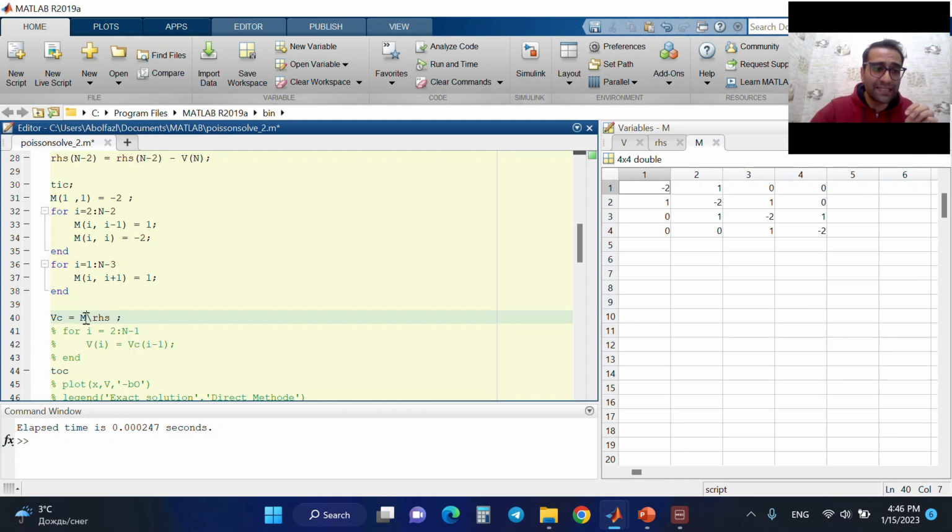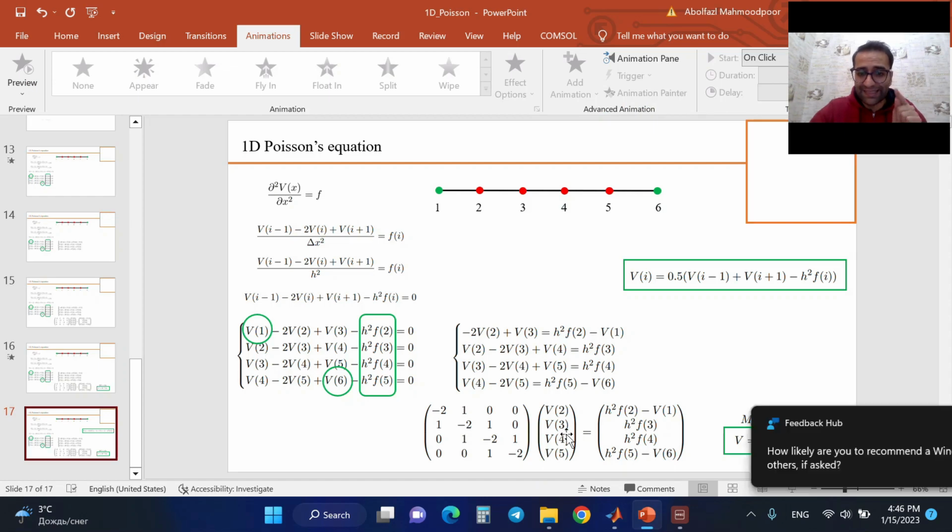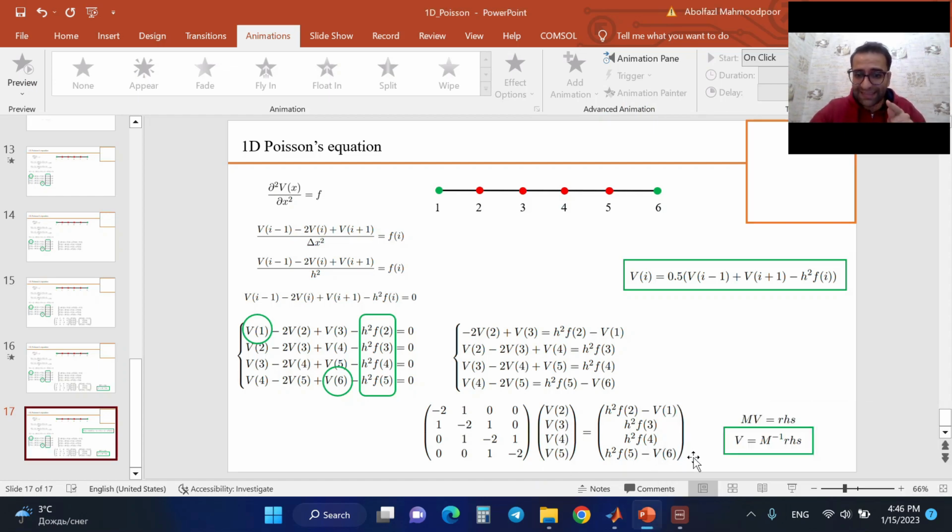Why do I call it VC? Because you see that this M is 4 by 4, right? This is 4 by 4, and this is 4 by 1, and this is 4 by 1. Therefore, when this is 4 by 1 and this is 4 by 4, the V will be 4 by 1. But we know that our V should be 6 by 1.